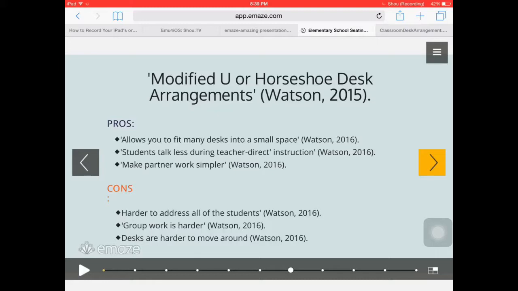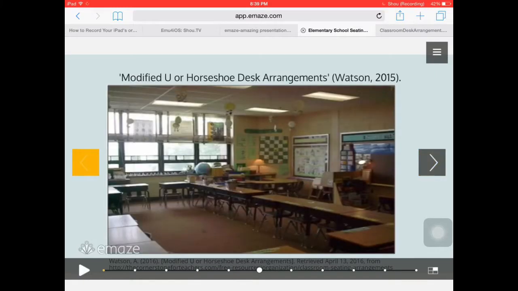And another thing that Angela explains is that students talk less during teacher direct instruction with this seating arrangement. As you can see here, the desks are faced towards the front, and they're not so much facing each other. They're facing the front of the class, so there's less talking that would happen, obviously. Another pro that Watson explains is that it makes partner work simpler. Again, your partner's not across the room, they're right next to you. Same as stadium seating.